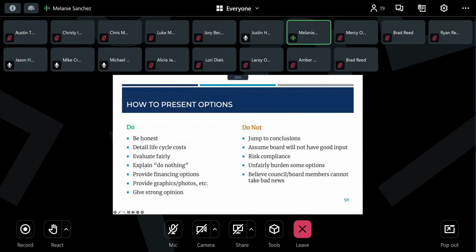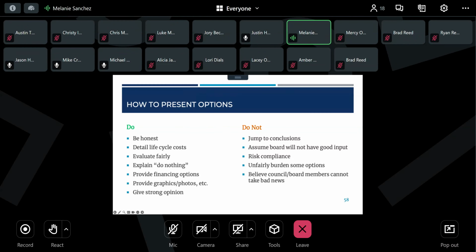It's very impactful when explaining why you should do something. If relevant, you can offer financing options to help the board understand the financial implications. Again, incorporate visual aids like graphics and photos to enhance understanding and engagement. And we want you to express your professional opinion when necessary, providing some guidance while respecting the board's ultimate decision-making authority.